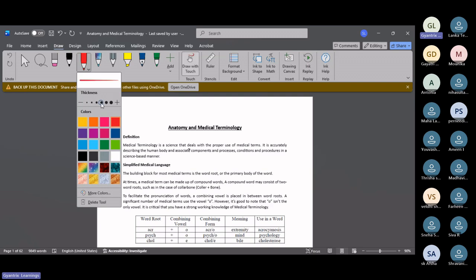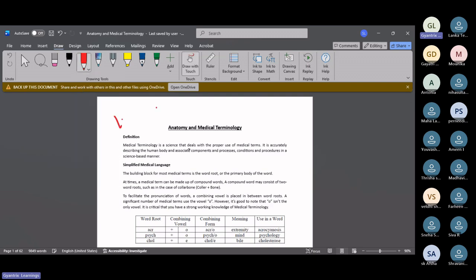Right? How will the provider write it? Hepatitis. So hepatitis, what is hepato? Hepato means liver, and itis means inflammation. This is the reason why anatomy and medical terminology is important in medical coding.